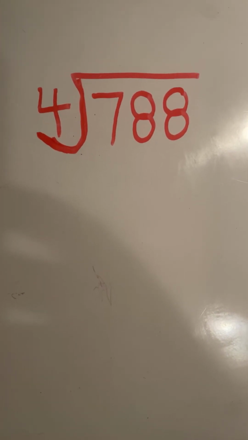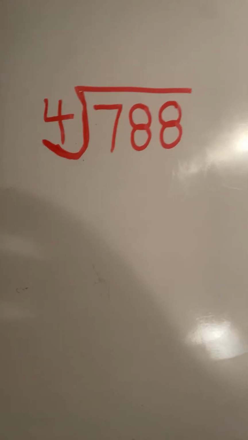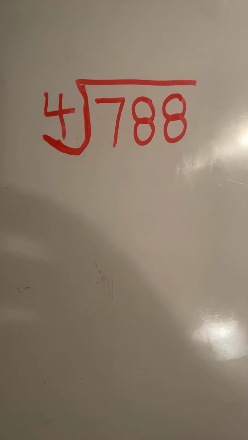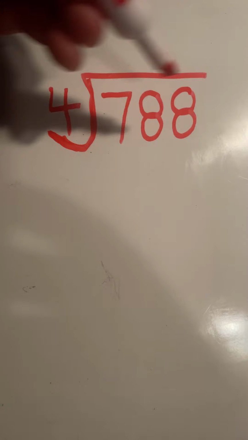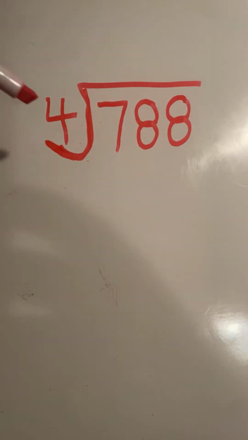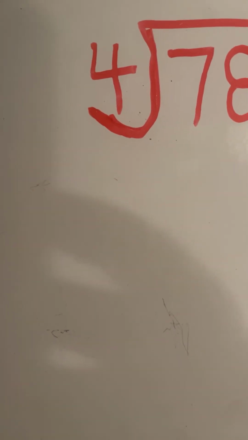So step 1, we want to divide by the smallest number possible. So we're looking for the number within the number. The only rule is the number inside the square has to be equal to or bigger than the number outside the square. So 7 is bigger than 4, so we can actually start out with 1 digit by 1 digit division.